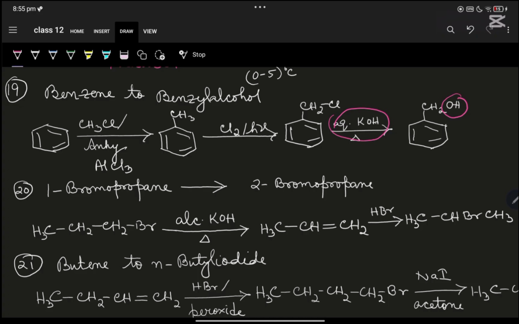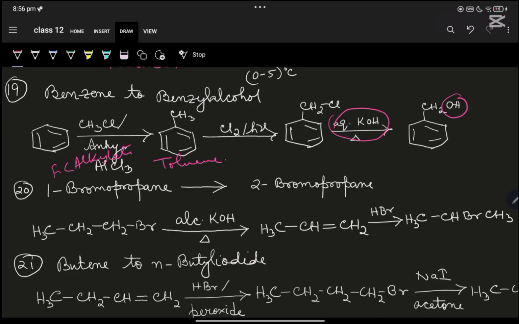To get the halo in benzene, you have to give a substituent. So you do Friedel-Crafts alkylation, and then you get toluene. You are doing Friedel-Crafts alkylation, CH3Cl, anhydrous AlCl3, and you are getting toluene, methyl benzene. And to this system, you are doing free radical halogenation, and you will get CH2Cl.